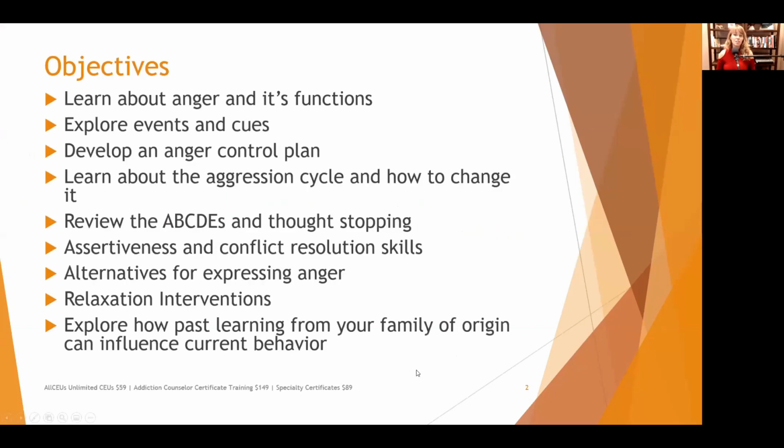We're going to learn about anger and its functions, explore events and cues, develop an anger control plan, learn about the aggression cycle and how to change it, review the ABCDEs and thought stopping. We'll explore assertiveness and conflict resolution skills, alternatives for expressing anger, relaxation interventions, and how past learning can influence current behavior. So those are the 9 overarching topics. But like I said, if you have a really active group that likes to talk, or if you're only doing an hour-long group, you may have some of these units that are multi-week sort of things.